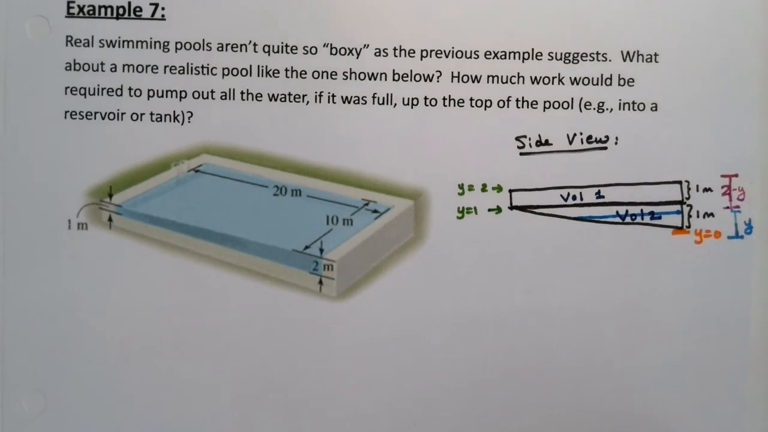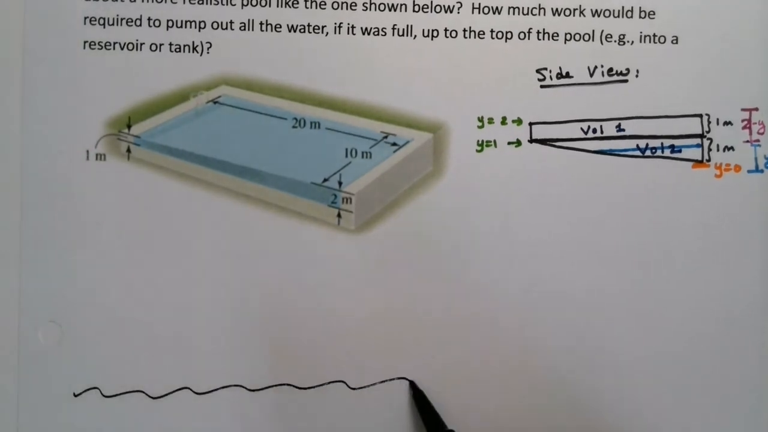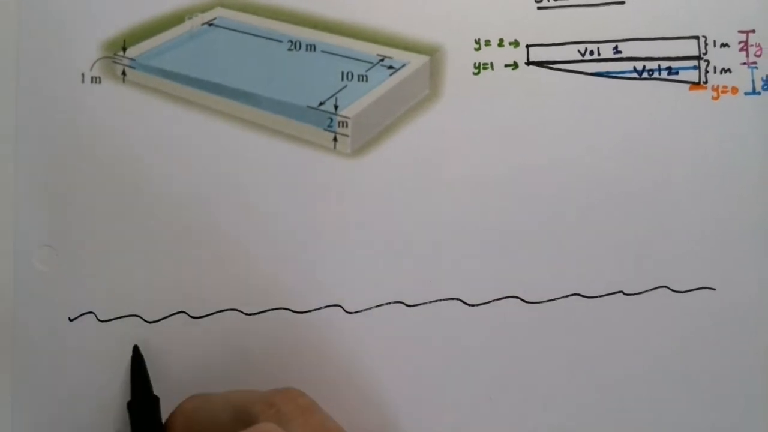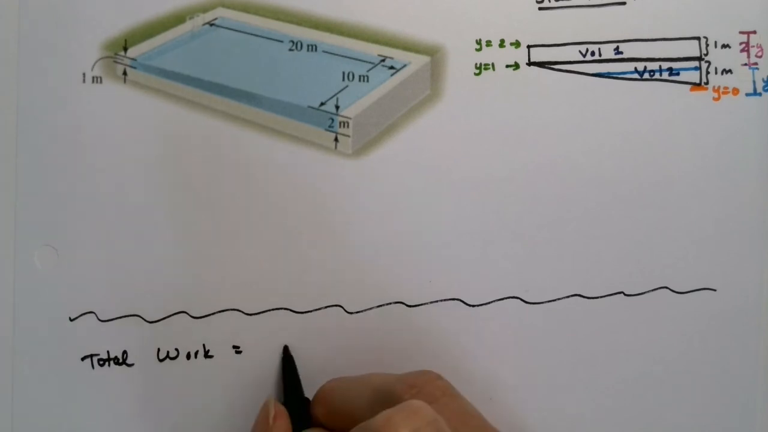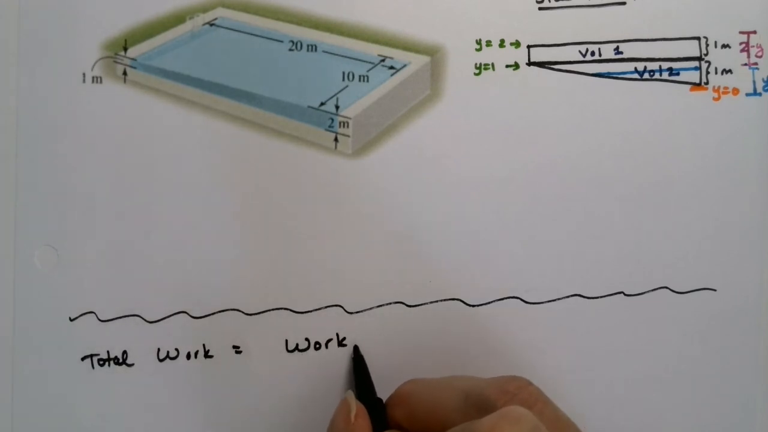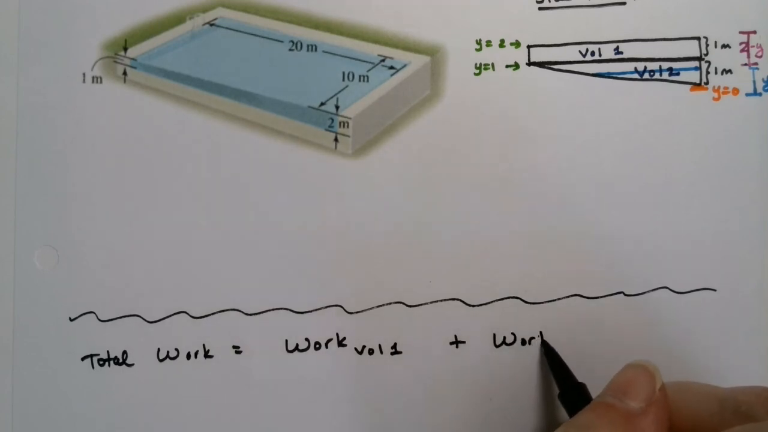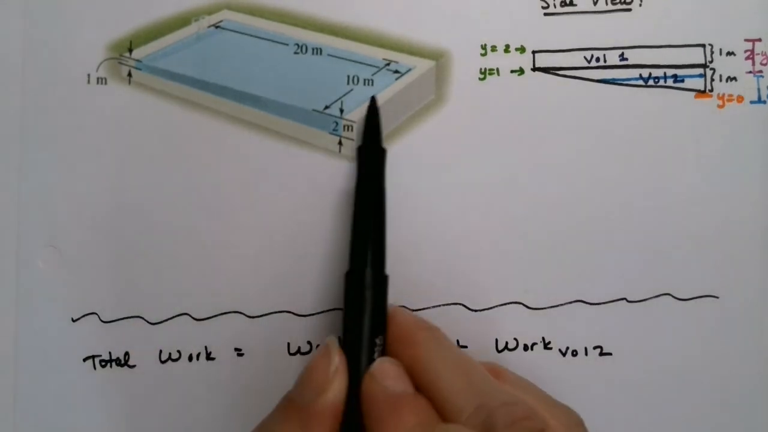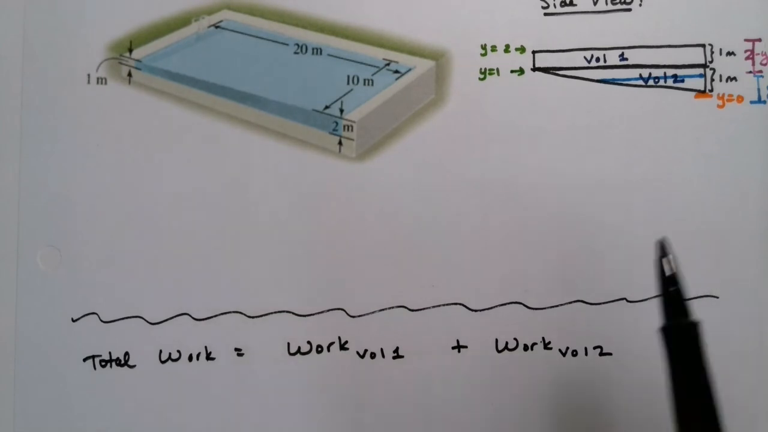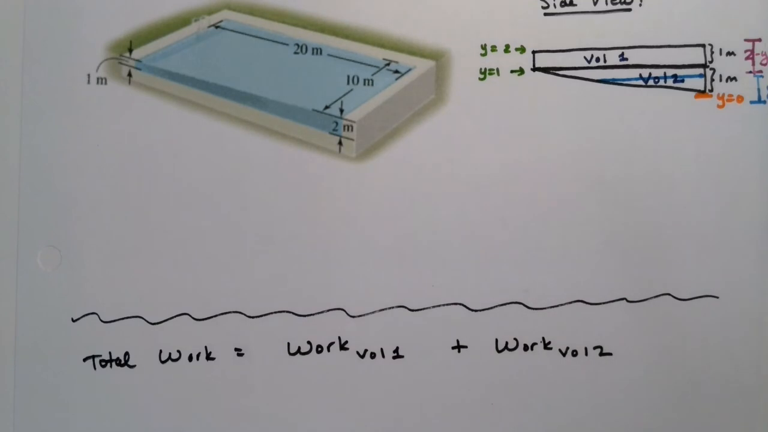Sorry, that was too small, so let me get that in a little bit better. There we go. Okay, so let's think here. I'm going to leave myself some space just in case I need it to figure some stuff out. Now, the total work would be equal to the work it takes to lift volume 1, that first section of water, plus the work it takes to lift volume 2. So we have the section of the pool that's like a big rectangular prism. And then we have the section of the pool that's more like a wedge. So I have to deal with them separately.